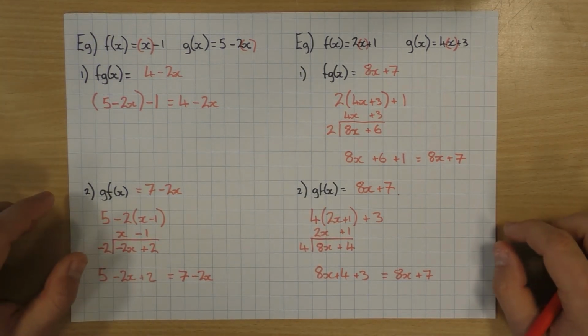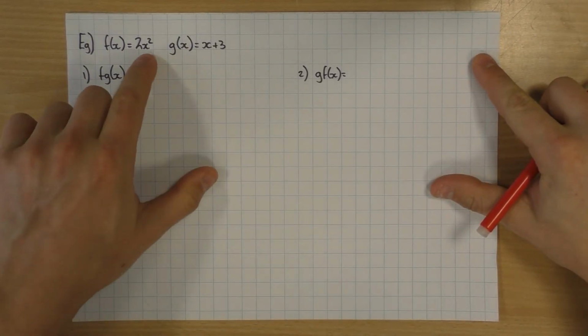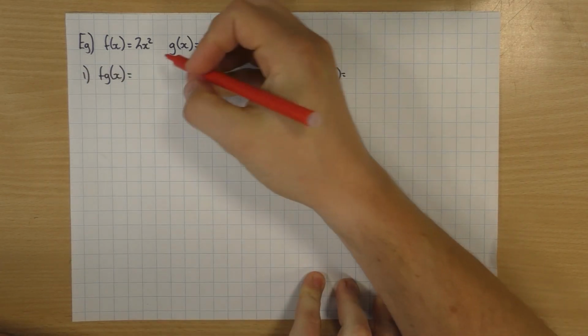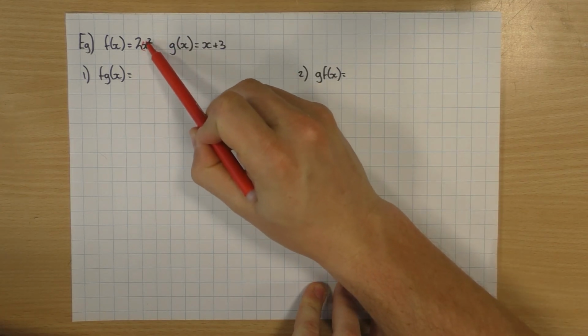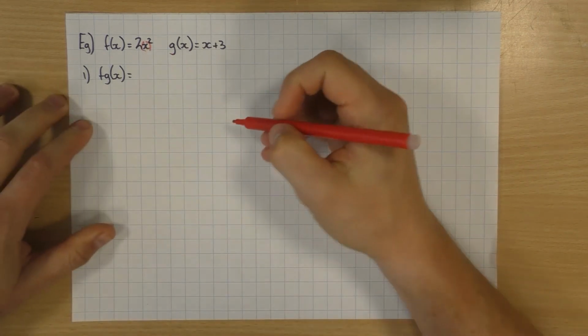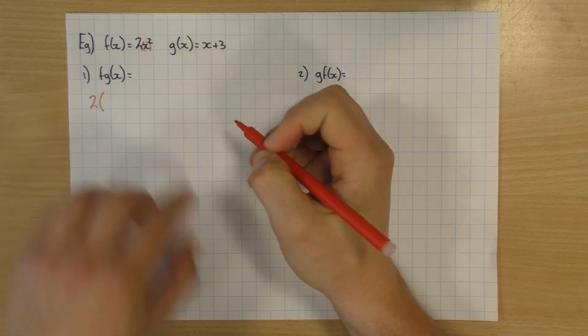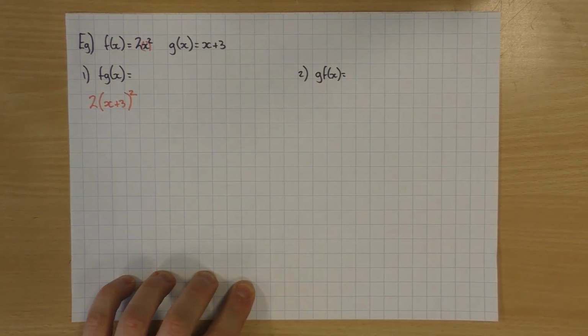Let's have a look at still the same sort of thing, but just a little bit trickier. So last two examples, just when we've got an x squared here. So again, I've got f of g, so g is going inside of f. So I'm just going to put brackets just around the x. Notice I haven't included the squared there, I've just put it around the x, and that's what g is going to go inside of. So I've got my 2, then I've got my bracket, and this is where the g goes inside it. So x plus 3, close the bracket, and it's squared.